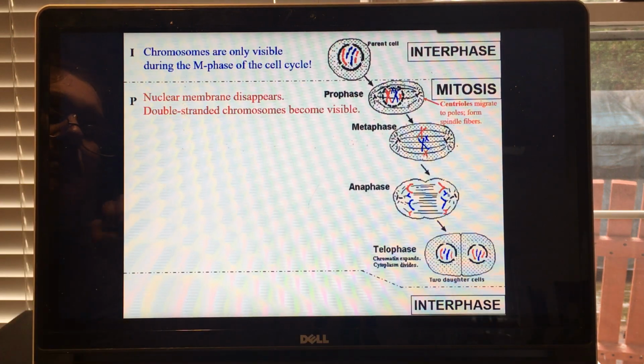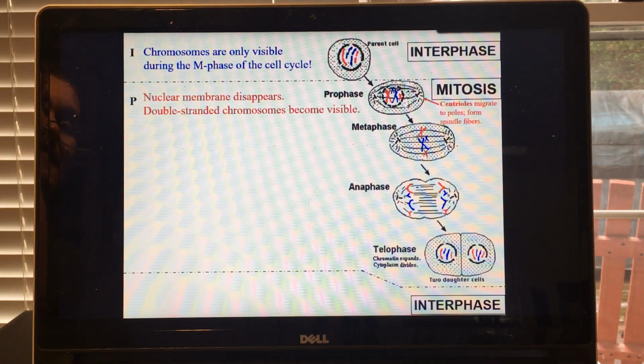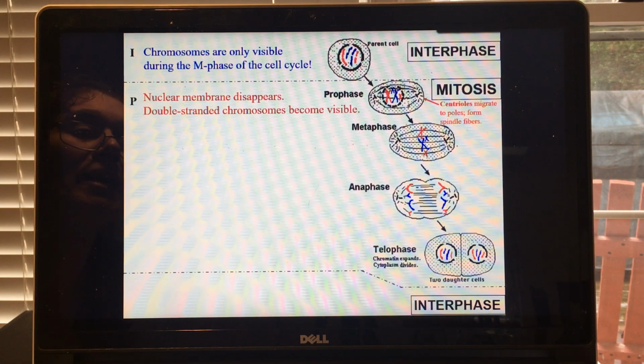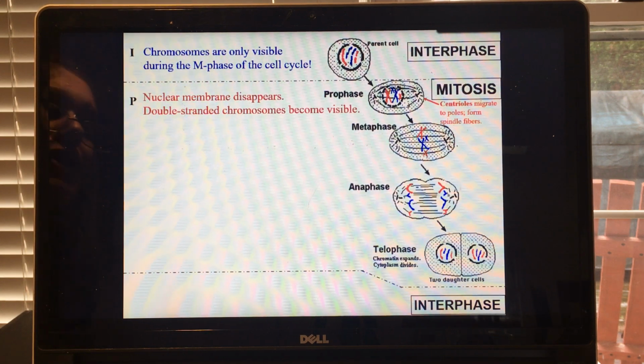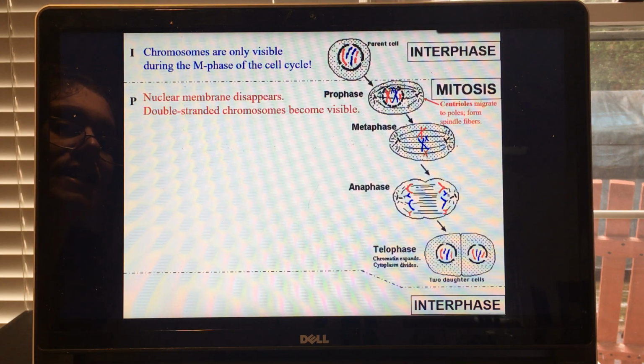Okay. Anyway, so the first phase, so let's get into the phases. The first phase is called prophase. Think of it as like the prologue to a book, and that will help you remember that it's in the beginning. But during prophase, the nuclear membrane disappears. This is the only time DNA is ever not technically in the nucleus, because if you're going to separate chromosomes, they have to be able to get out of the nucleus. So the nuclear membrane has to dissolve.